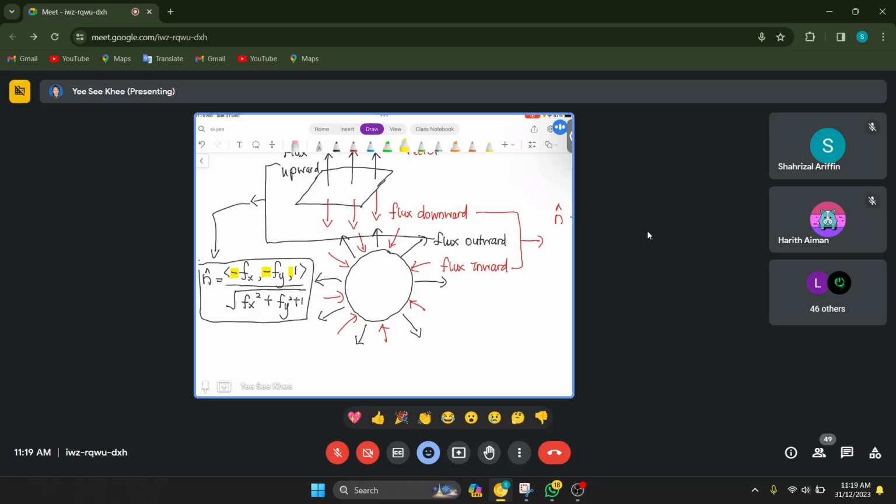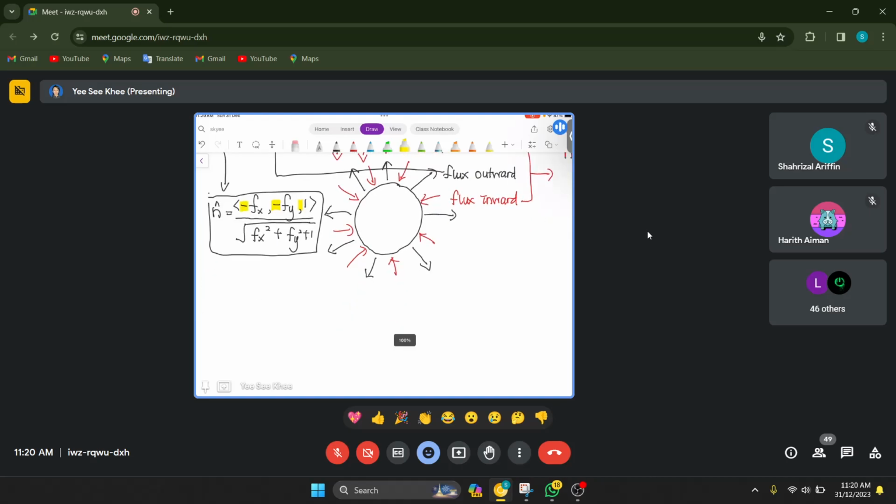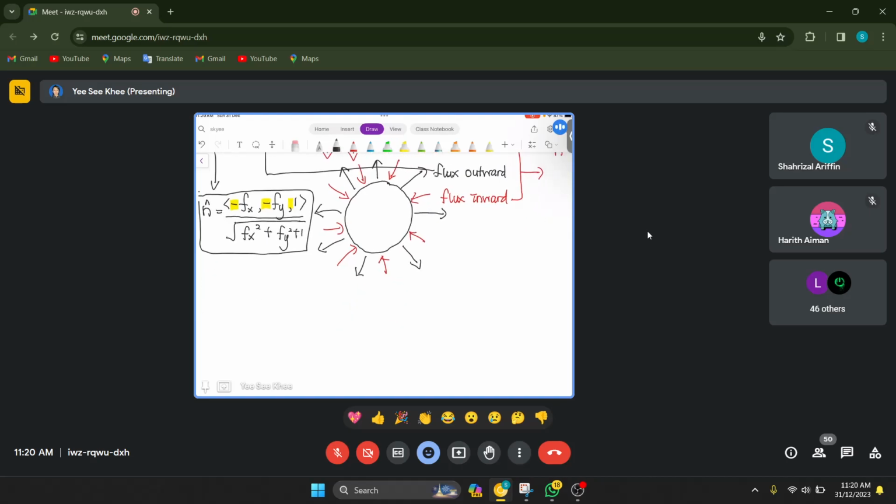Usually the question will mention whether it is inward or outward, so you will choose the one that is mentioned by the question. Let's look at one example, so you know how to apply it.